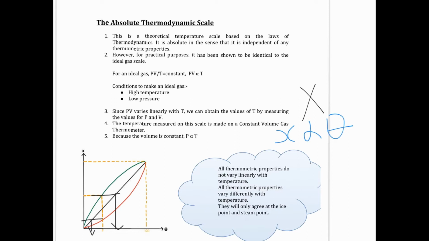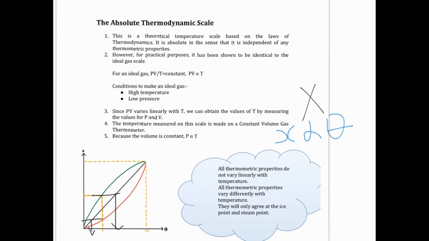So the problem is, how are we going to solve this problem of inconsistent values of temperature? What we realize is that since none of the thermometric properties actually vary linearly with temperature, we can no longer depend on them. So we come up with a scale called the absolute thermodynamic scale, and by definition, the absolute thermodynamic scale is a scale that is independent of any thermometric properties. Let me explain to you how it works. Now, we are going to make use of the ideal gas equation, PV is proportional to T, because this relationship is supposed to be true, which is supposed to yield a straight line.